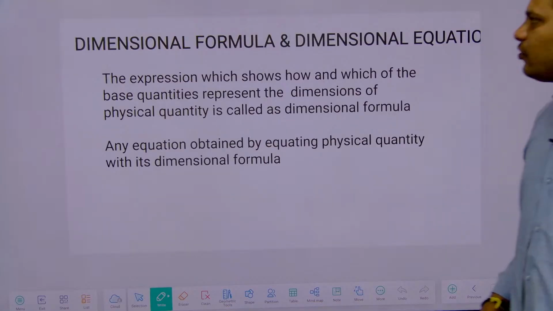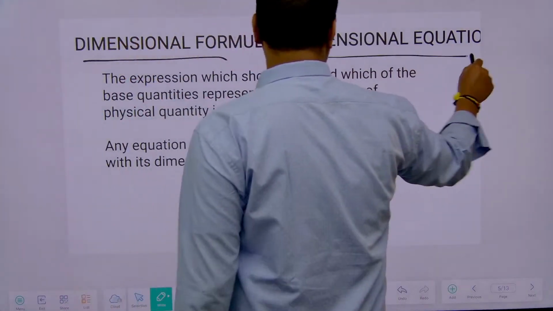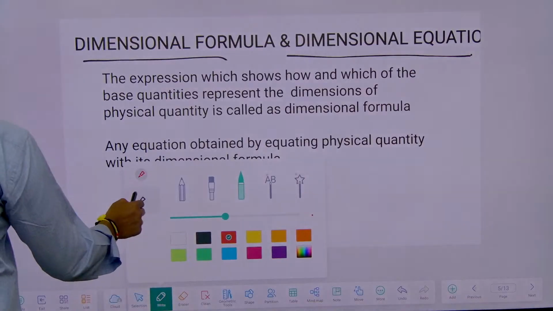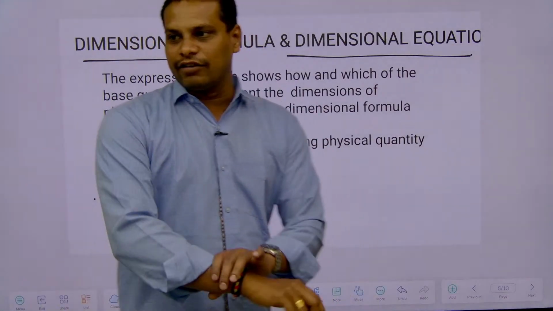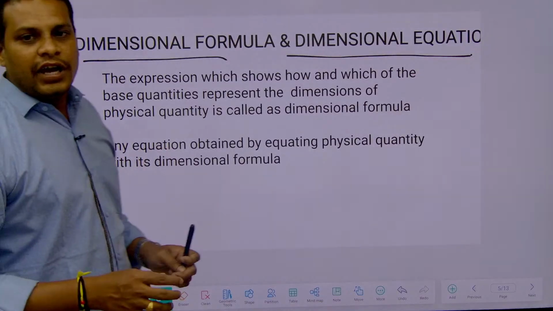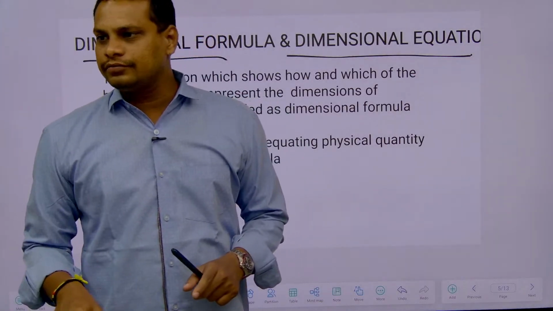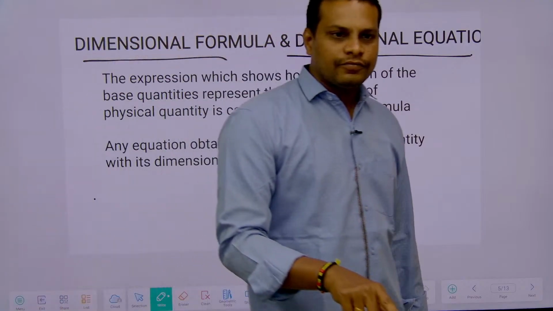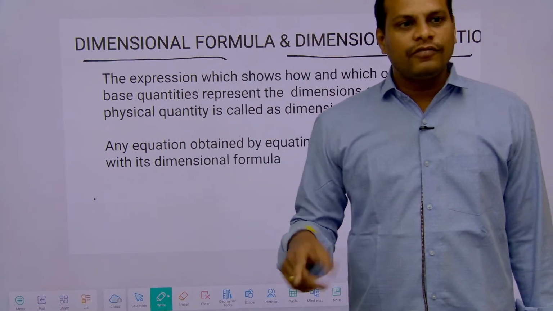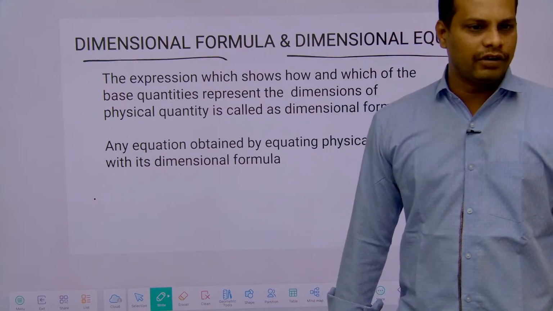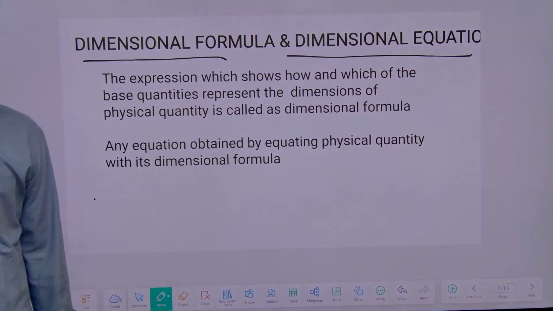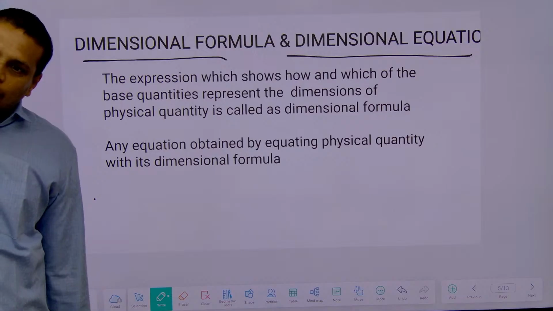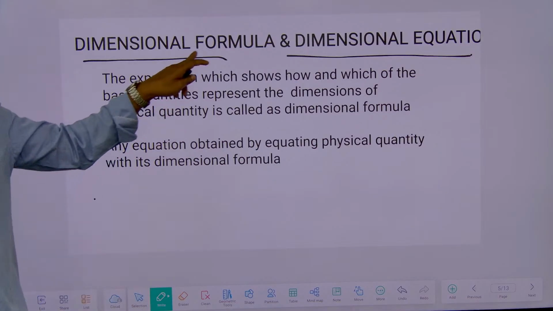So the next concept is dimensional formula and dimensional equation. Now what is dimensional formula and what is meant by dimensional equation? Suppose I told just now any physical quantity is expressed as what? Product of powers of fundamental quantities, or different powers of fundamental quantities. Am I right? Then how much power we have to write, which physical quantities we have to use, that will be expressed with the help of whom?